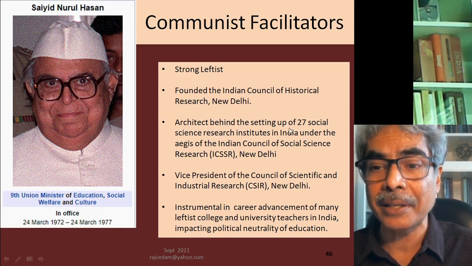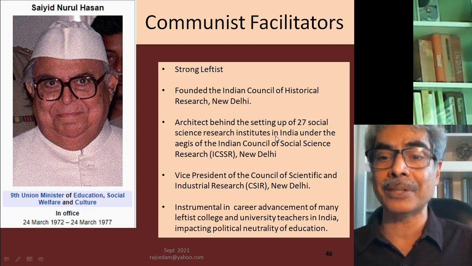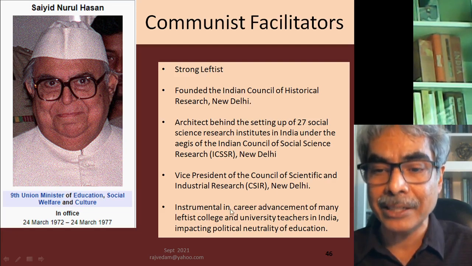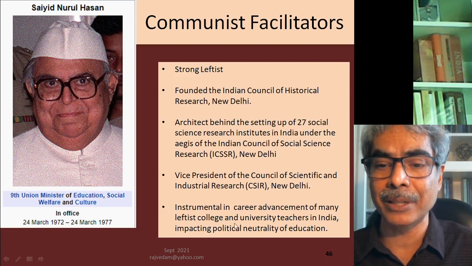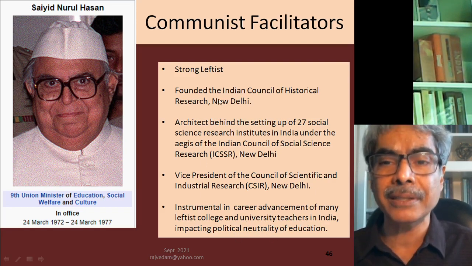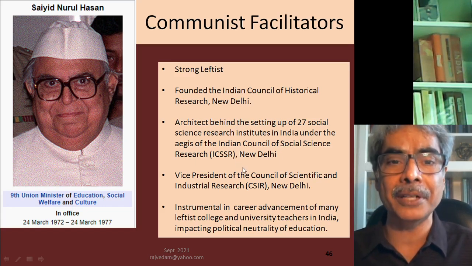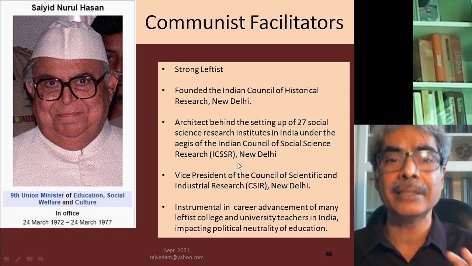He is the architect behind the setting up of 27 social science research institutes, and he was instrumental in the career advancement of many leftist college and university teachers in India, impacting the political neutrality of education. So we see that India has been thoroughly compromised in its education by the Marxists and their supporters.